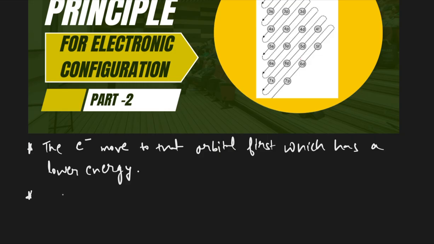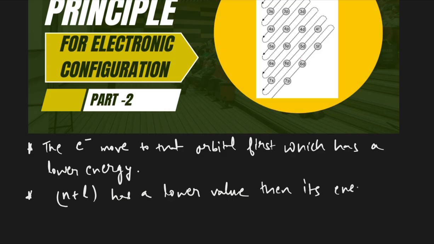It says if n plus L has a lower value, then its energy is also lower. This is the second point of this principle.